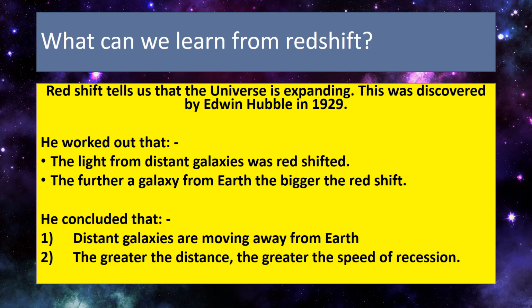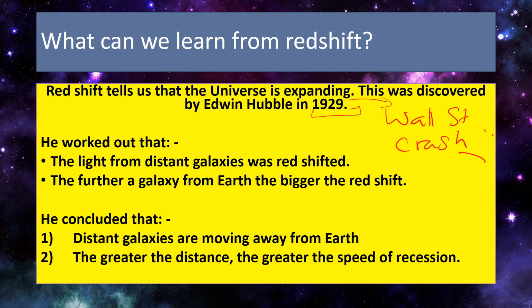Okay, what can we learn from redshift? A couple of things. It tells us that the universe is expanding. This was discovered by Edwin Hubble in 1929. History fans, what happened that was a big deal in 1929? It was the Wall Street crash. That was bad times, it's when the Great Depression began.